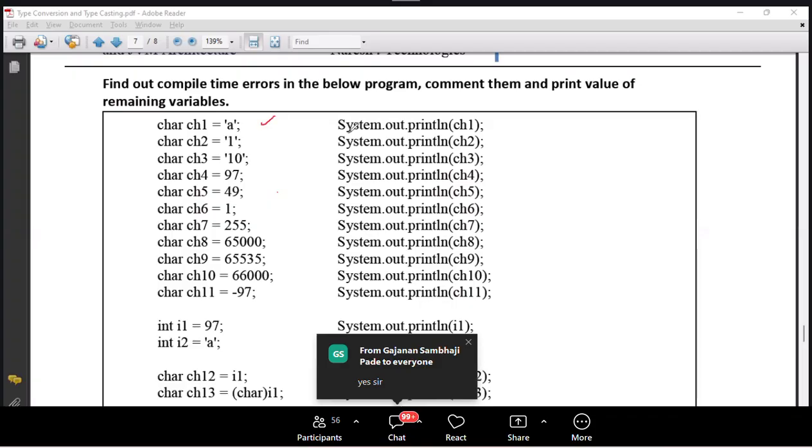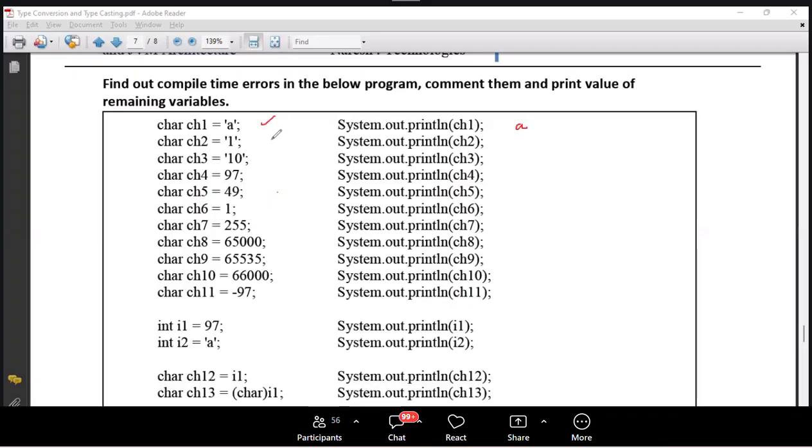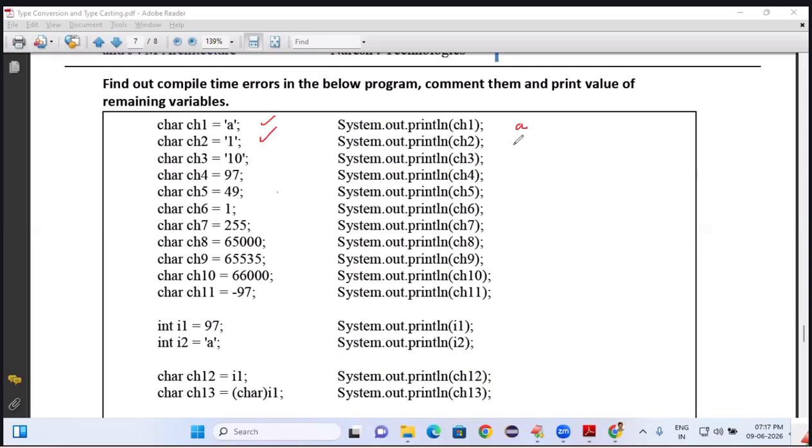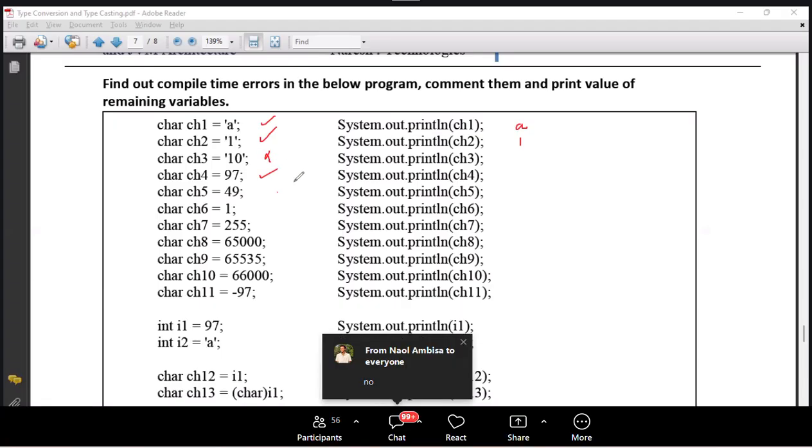Write an output. Second one, output. Output. Third one, wrong. Fourth one, right. Output, A. Fifth one, right. Output, huh? What? One. Why?